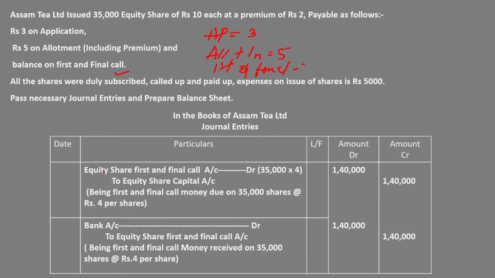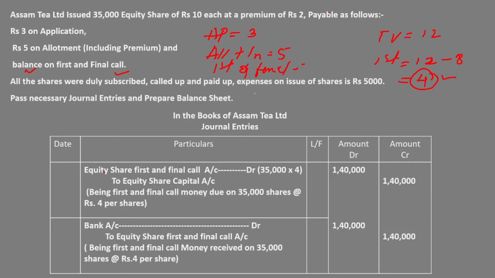First and final call. As we know that total value is 12. So in order to get first and final call value, we have to minus the value of application and allotment including premium, that is 8, and the remaining amount is rupees 4. This rupees 4 will be considered for first and final call because it is clearly mentioned, "and the balance on first and final call." So the balance amount is rupees 4.